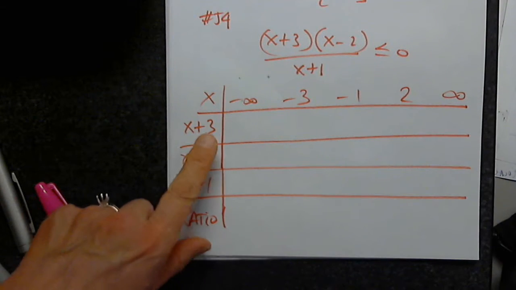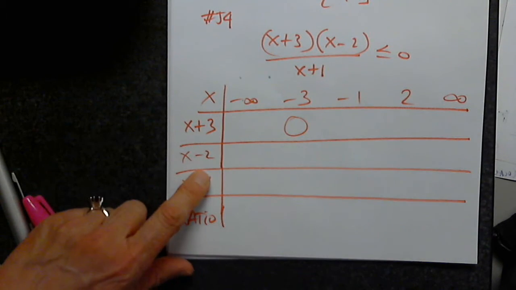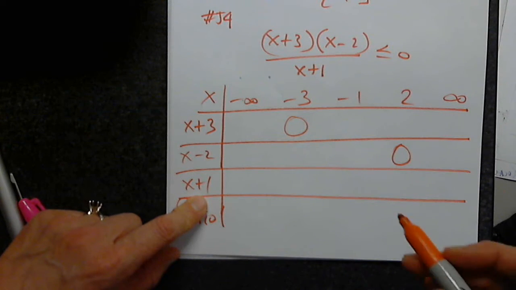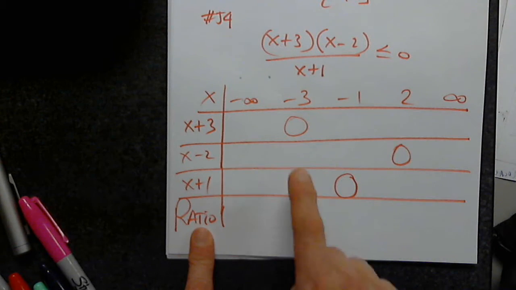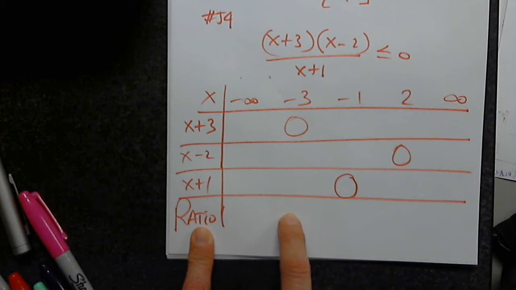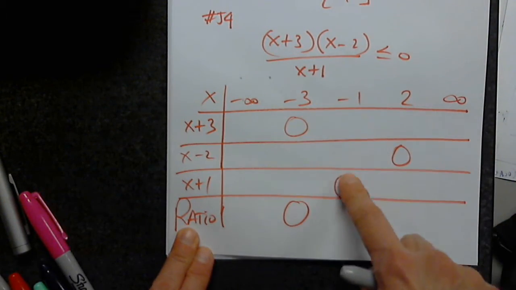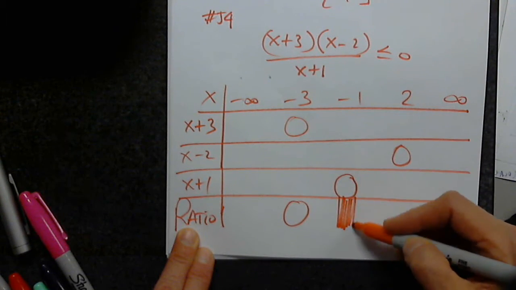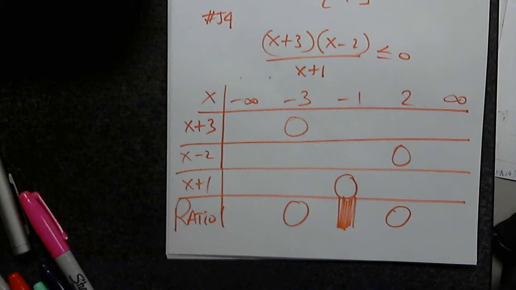-3, -1, and 2. Where is the 0 for x plus 3? Where is the 0 for x minus 2? And where is the 0 for x plus 1? Good. Now I have to be super careful. What happens to the ratio when x is -3? Indeed 0, because the top is 0. What happens to the ratio when x is -1? Very good. What happens to the ratio when x is 2? Awesome.